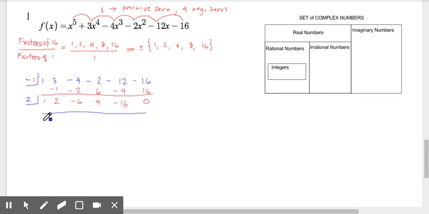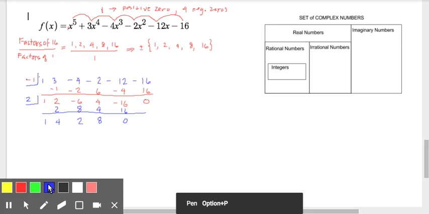So we bring down 1. 1 times 2 is 2. 2 plus 2 is 4. 4 times 2 is 8. Negative 6 plus 8 is 2. 2 times 2 is 4. 4 plus 4 is 8. 8 times 2 is 16. And we got our second zero. So we have 2 zeros already. And we found our positive zero. So, okay, we're expecting to find the rest as negative zeros.